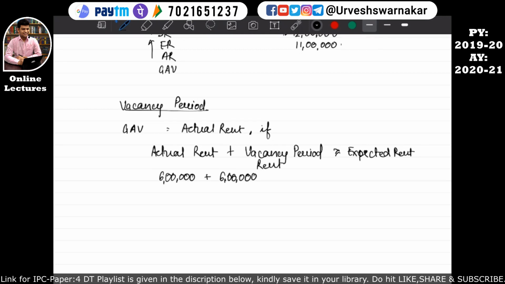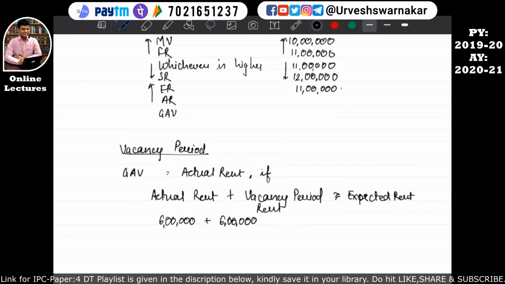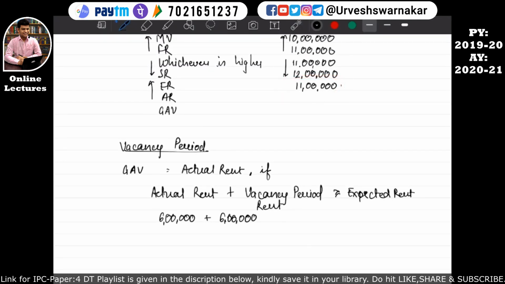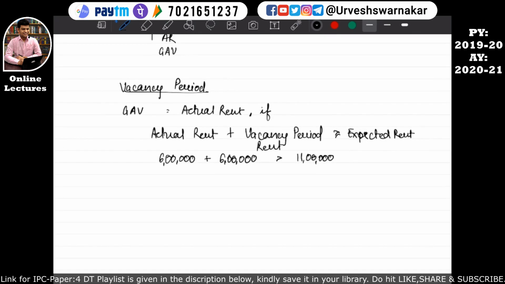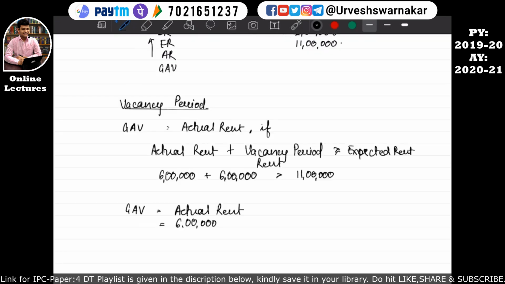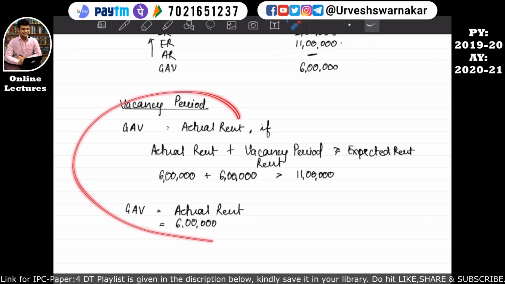So the expected rent that we have calculated is 11 lakhs. So we will write here 11 lakhs. So as you can see, this is greater than the expected rent. So we will write here greater. So that means our GAV will become actual rent only. So the actual rent is only 6 lakhs. So we will not put a figure of actual rent over here and we will put GAV's figure straight over here, that is 6 lakhs. That is what we have calculated with this formula.